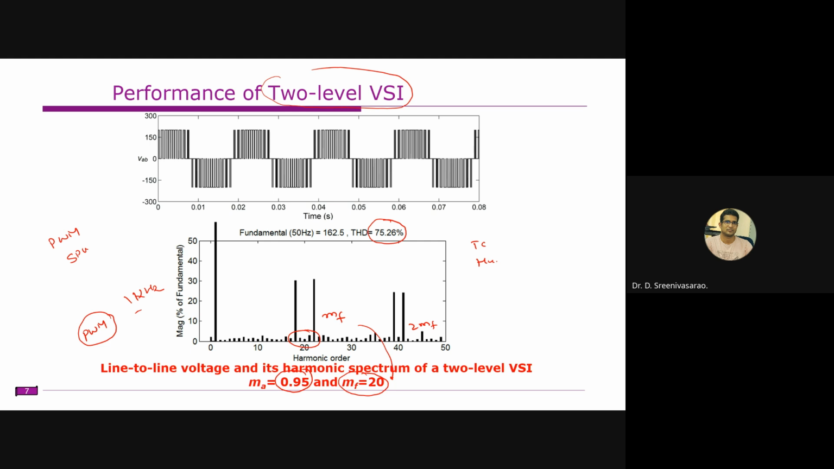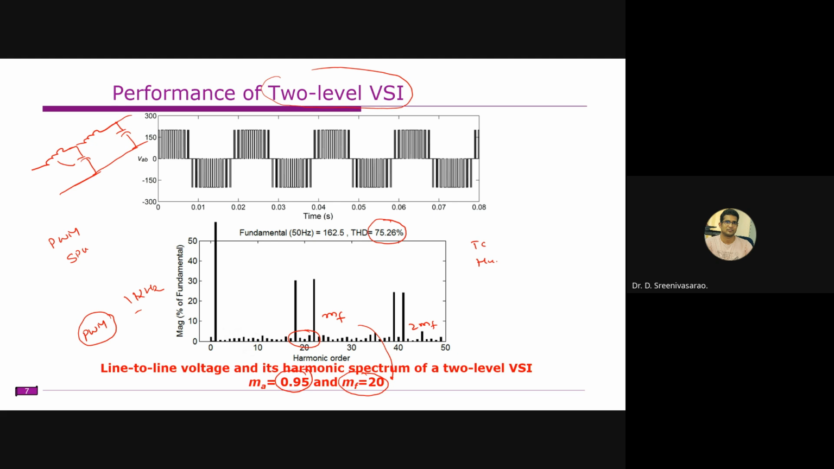You can see that the THD is around 75.26, and this waveform is nowhere close to a sinusoidal waveform. So to make this sinusoidal, we normally connect some filter circuits. Commonly used filters are LC filters or LCL filters. If you are using these two, that becomes an LC filter, or if you are using these three, two inductors and a capacitor, that will become an LCL filter.